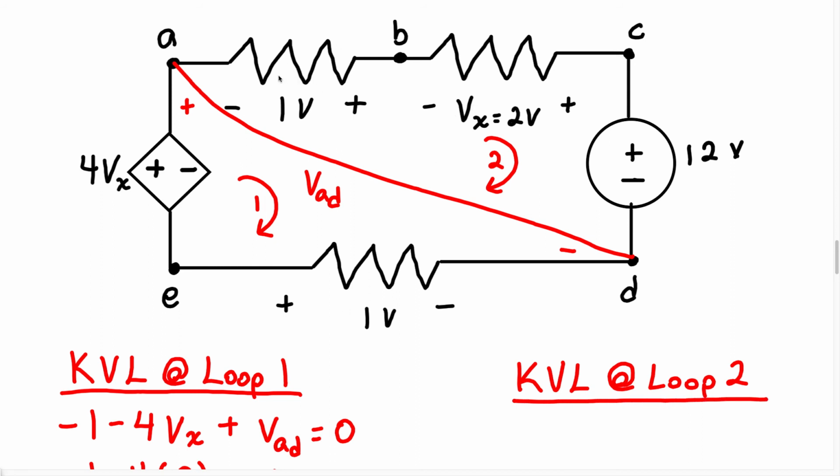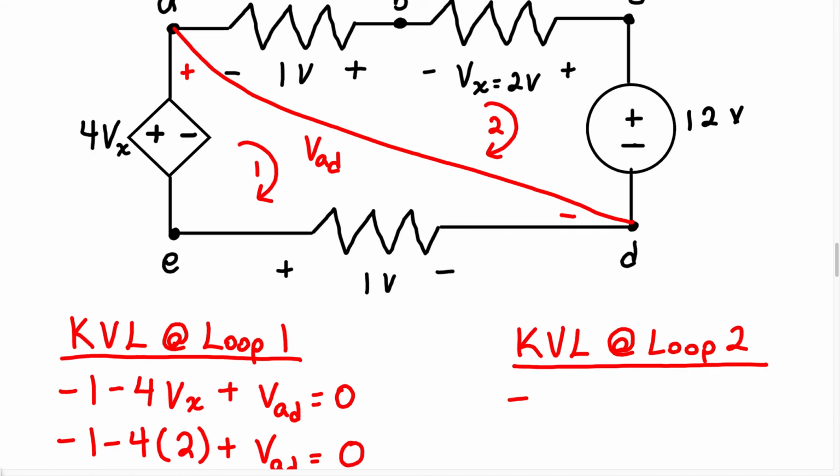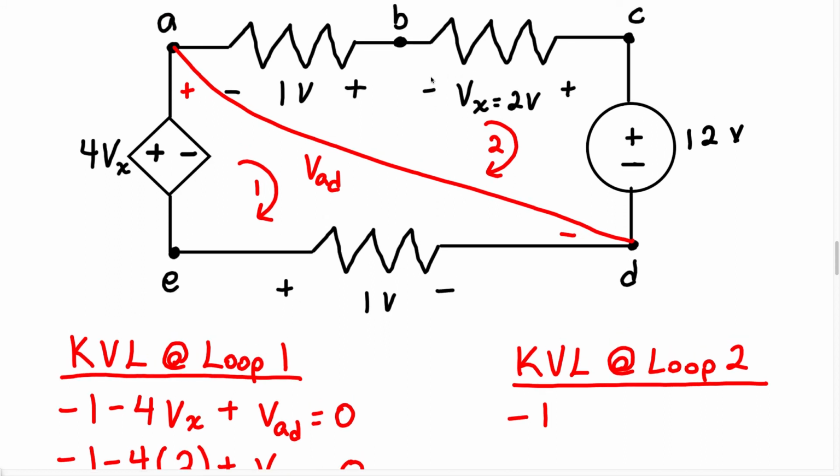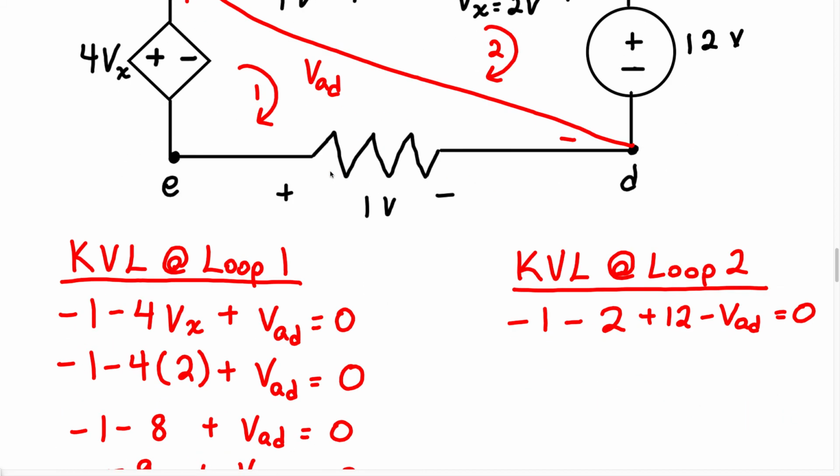Alright, we're going to start at this resistor right here. So we know we're going to walk into a negative terminal, so we have negative 1. Then as we walk into another negative terminal, and that's going to be Vx, we can just write this as minus 2, because we know Vx equals 2. So we wrote minus 2 plus 12. And our last voltage is going to be minus VAD. And all of that equals 0.